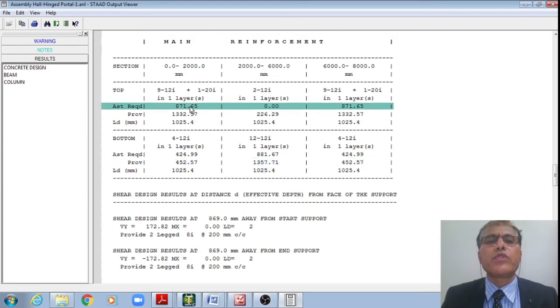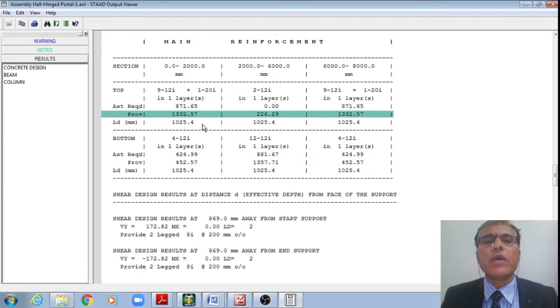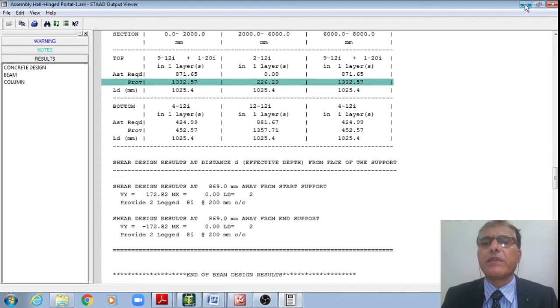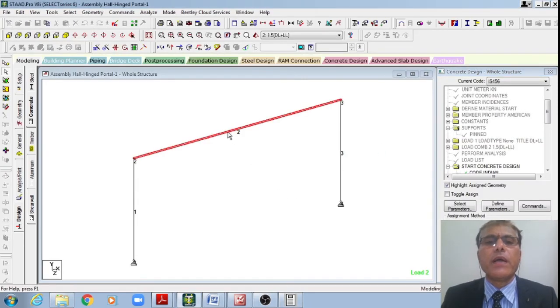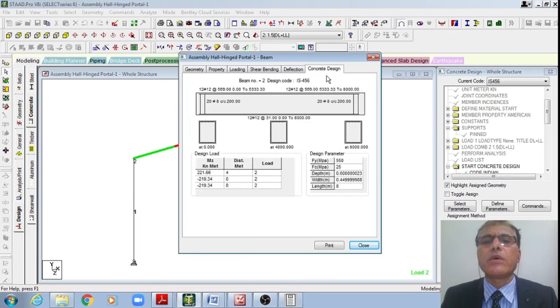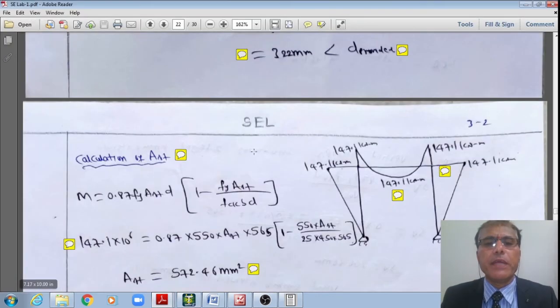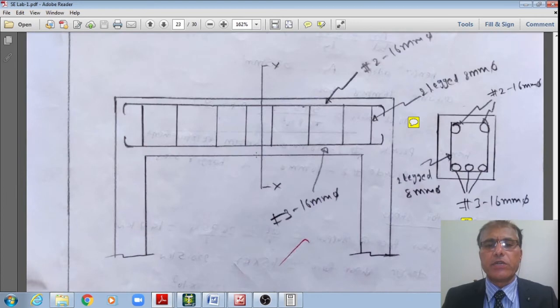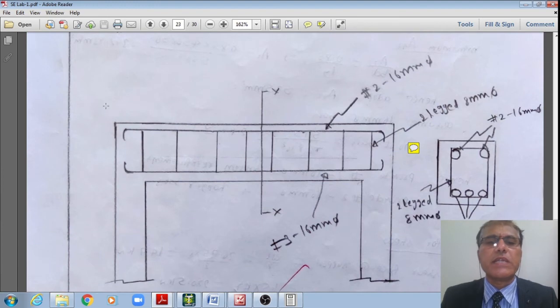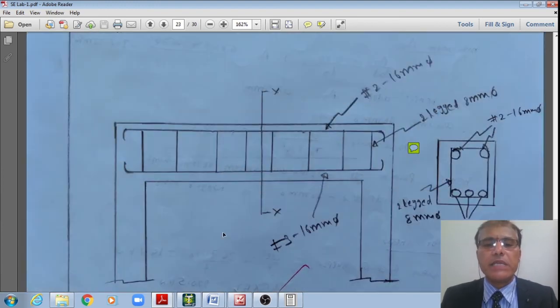Even here the negative steel required is 872, therefore provided is 3 20 mm dia bars. Therefore I'll provide uniformly both at the top as well as bottom 3 20 mm dia bars. And I'll provide the stirrups at the rate of 8 mm dia, two legged vertical stirrups at 150 mm at the support, which may be uniformly increased to 300 mm at the midspan. I hope you understood the design of this beam, student.